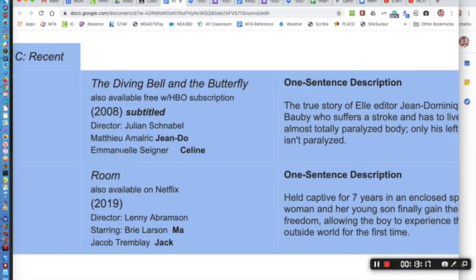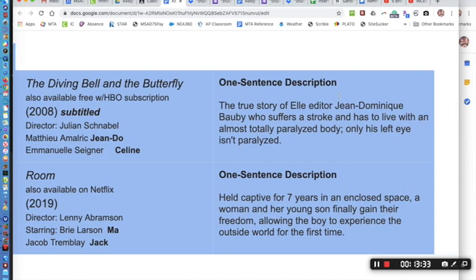Jumping up to the more recent ones. Hey, you've got to have a foreign film on there. You want to read some subtitles? The Diving Bell and the Butterfly. This is a good film because it stands out on this list. For one thing, no one's locked up in prison. What happens is the main character, Jean-Dominique Bauby, suffers a stroke, and he's trapped in his own body.